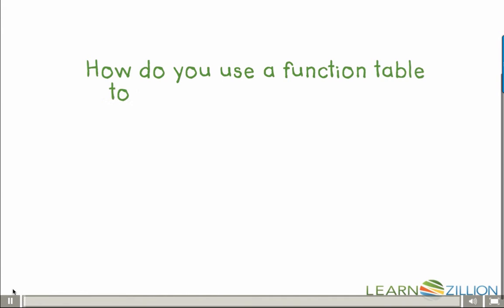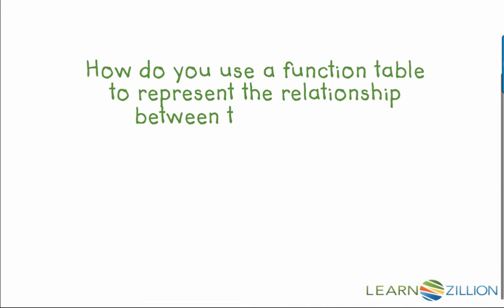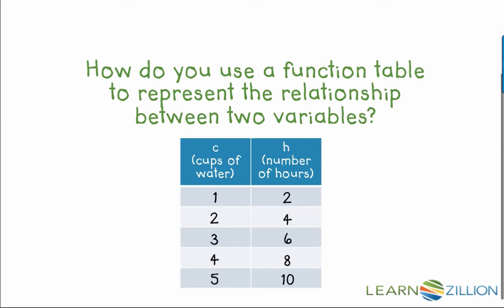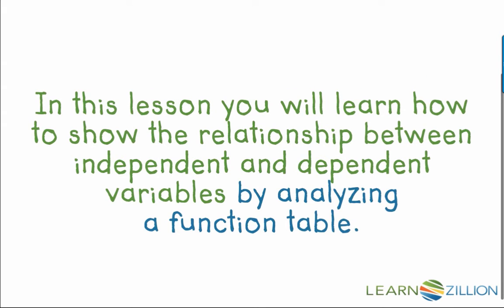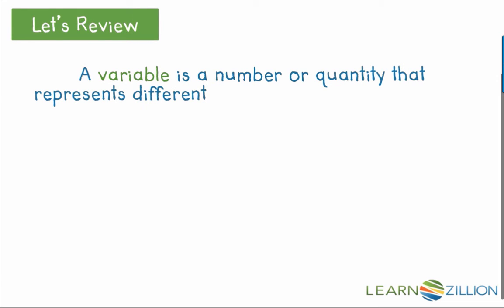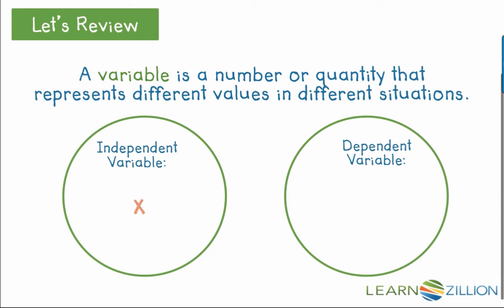How do you use a function table to represent the relationship between two variables? In the following table, can you tell which is the independent variable and which is the dependent variable? Can you tell how one variable affects another? In this lesson, you will learn how to show the relationship between independent and dependent variables by analyzing a function table. Remember, a variable is a number or quantity that represents different values in different situations. Generally, the independent variable is represented by the letter x, and the dependent variable is represented by the letter y.